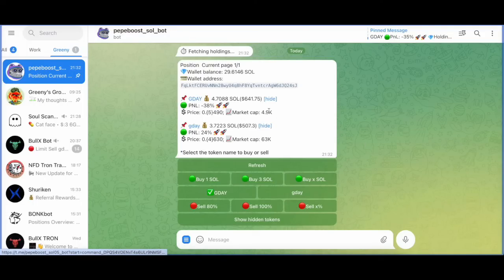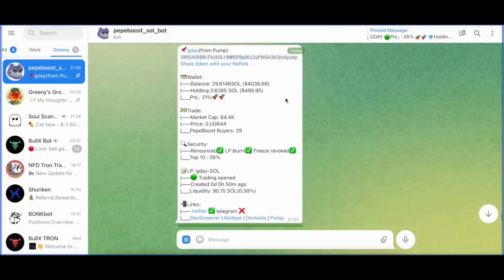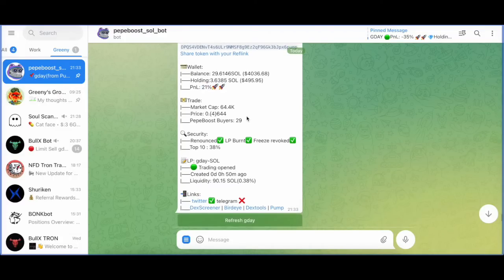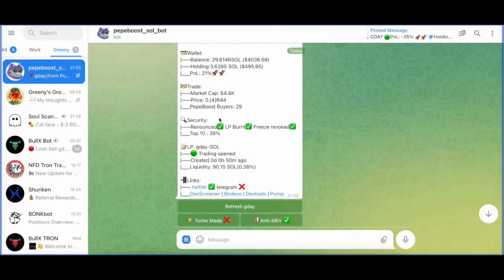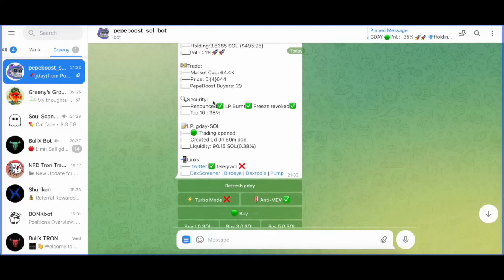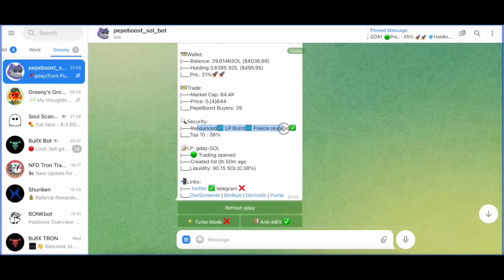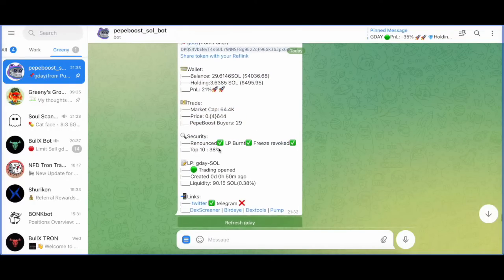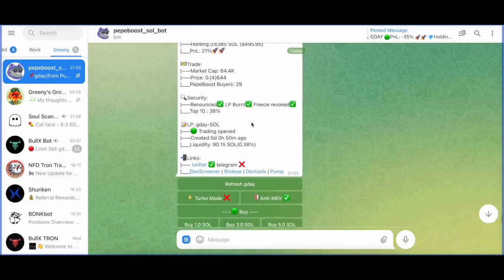That's the other one, so I got to click on the right one. And I click this. This has all my information. So I'm up 20% on that swing trade from the Fibonacci limit order that I set. Obviously, Pepe Boost is also great because it shows you these green flags as well, like LP burnt, renounced, freeze revoked, all those types of things. Top 10 holders is quite high, so someone owns a lot of supply.